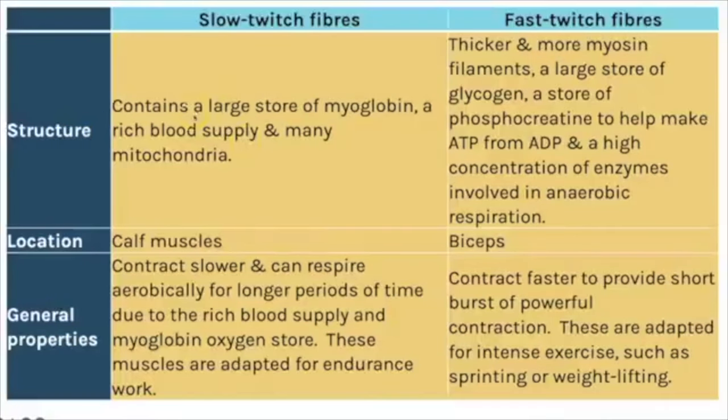So the slow twitch fibres contain a large store of myoglobin, which is a type of hemoglobin that has a very high affinity for oxygen, and therefore it can hold on and store oxygen until the partial pressure is really low, and then it unloads. It also has a rich supply of blood, so it can constantly provide oxygen, and many mitochondria, so you can have lots of aerobic respiration. So all of those structures link to the fact that these slow twitch fibres do contract slower, but they respire aerobically and for longer periods of time because of those structural adaptations.